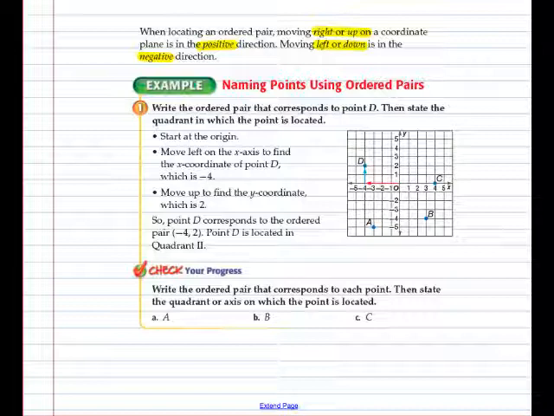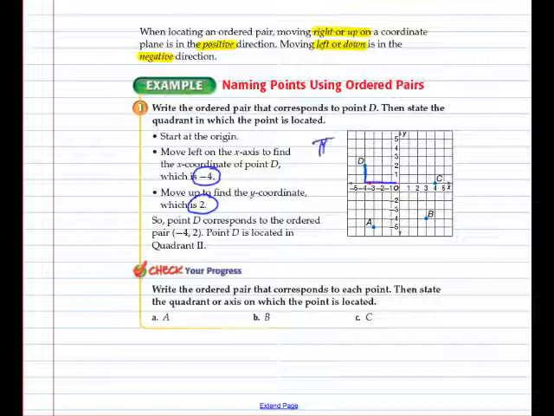Write the ordered pair that corresponds to point D. Point D is right here. We start from the origin, we go 4 to the left and up 2. So our x movement, or horizontal movement, is -4 because it's left. Our y movement is positive because it's up 2. So the coordinates that correspond to point D are -4, 2.